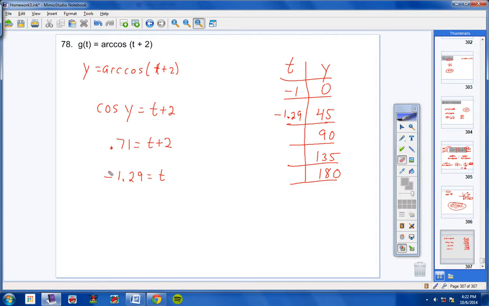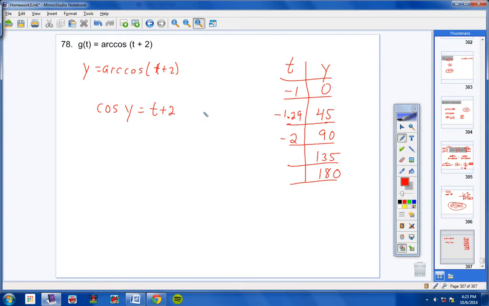All right? Now, next, let's put 90 degrees in for y. So we'll put a 90 here. All right? And the cosine of 90 is 0. So I have 0 equals t plus 2. Bring the 2 over, make it a negative 2. So I have negative 2 equals t. So there we go. When t is negative 2, y is 90.